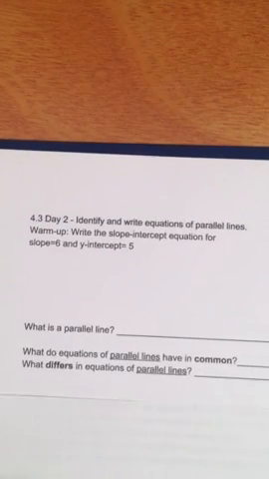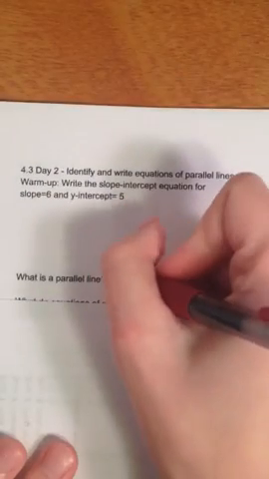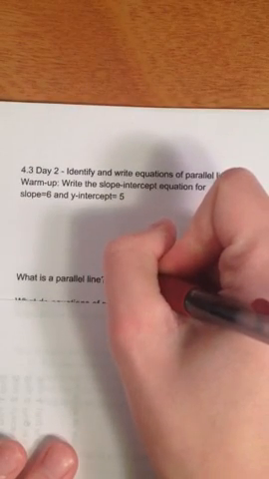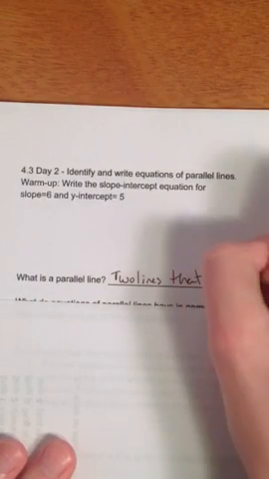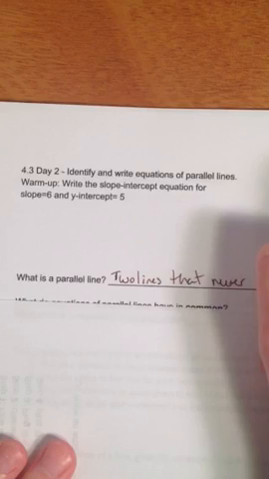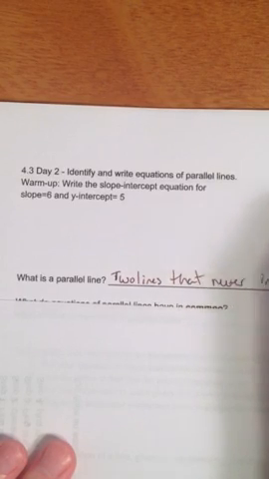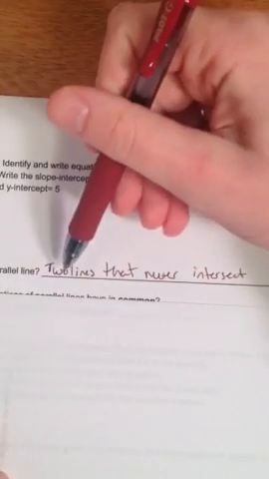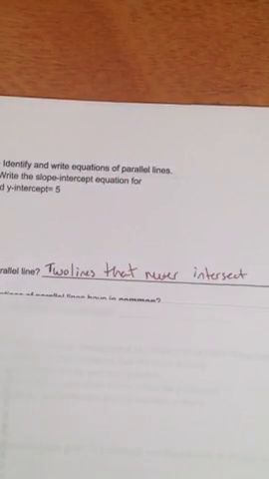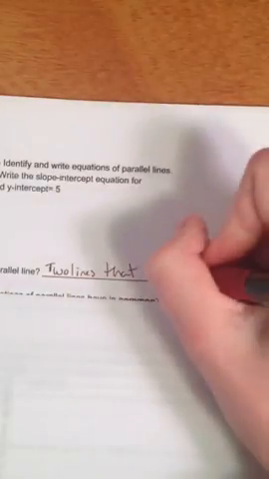So what is a parallel line? Two parallel lines are two lines that never intersect. Two lines that never intersect, and there should be a space between these two words, but I didn't really get there. Two lines that never intersect. So they never cross, right?